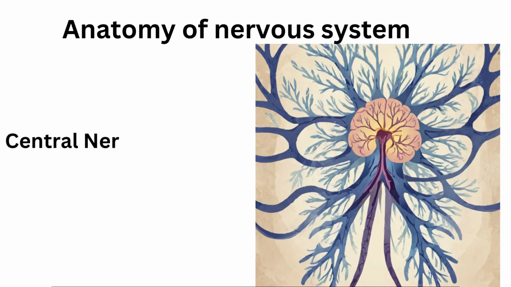Central Nervous System, CNS. The CNS consists of the brain and the spinal cord. It serves as the command center of the body and is responsible for processing sensory information, making decisions, and sending signals to the rest of the body. Here's a closer look at the components of the CNS.